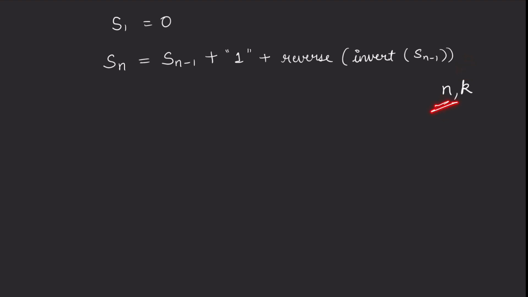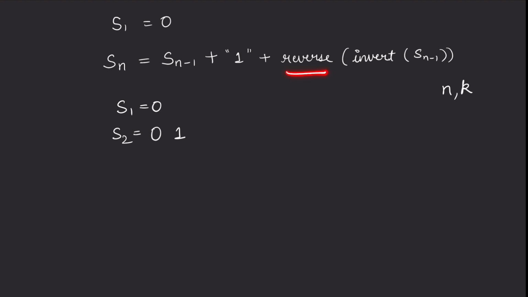Right? Now what is nth binary string? In the question it is mentioned that S of 1 is equal to 0. Then for every n, S of n will be equal to S of n minus 1 plus the bit 1 plus the reverse of invert of S of n minus 1. So if I say my S1 is 0, then what will be S2? S2 will be S of n minus 1, that is S of 2 minus 1, which will be S1. What is S1? 0. So for this it will be 0, plus the bit 1. So we will have 1 here.